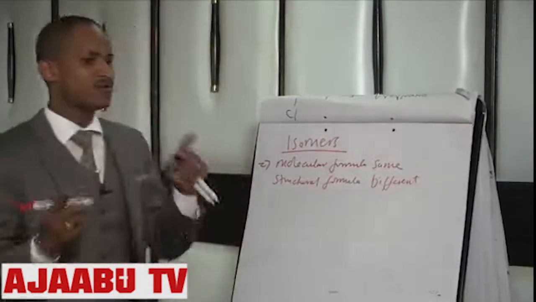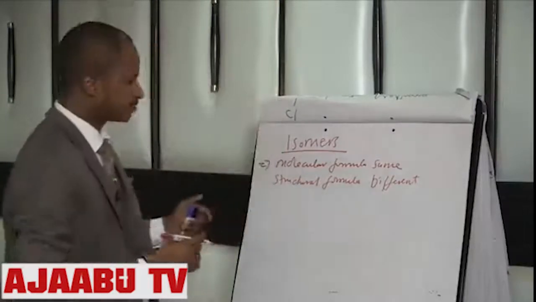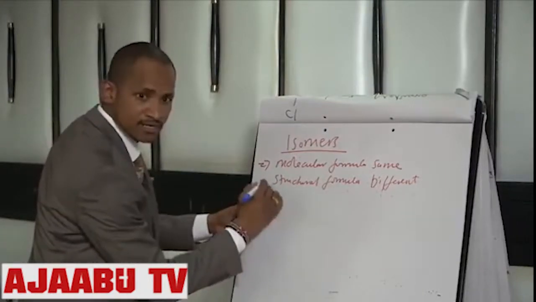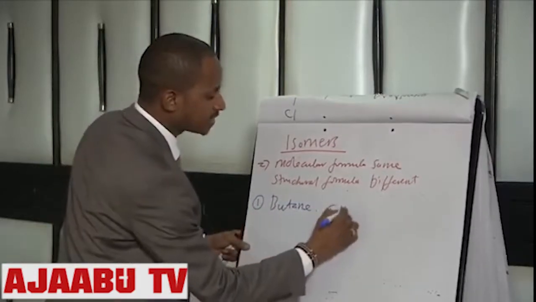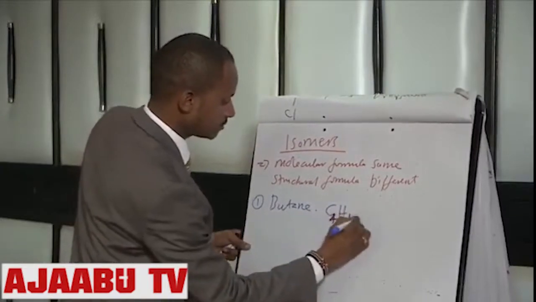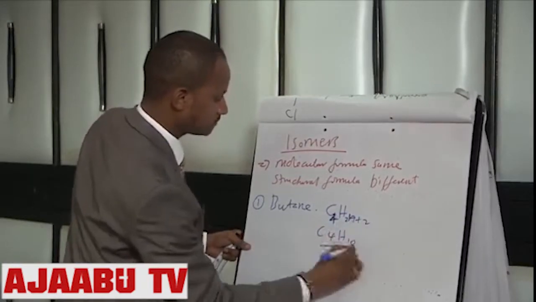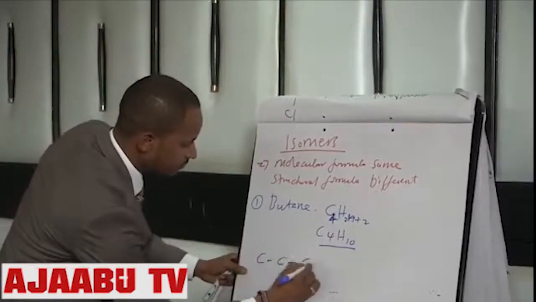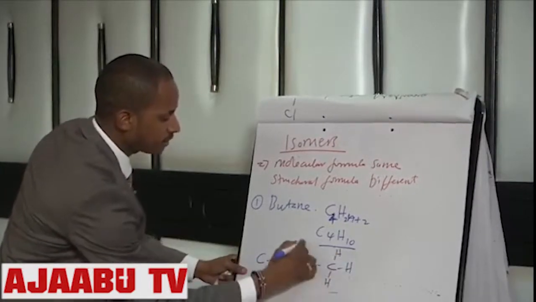If you can remember, we were doing them before, so it's easier to introduce it after doing it. So if we take an example of butane, if you are told to write all the isomers of butane, the first isomer of butane is C4H10. So the first isomer is C4, 1, 2, 3, 4. Then how many H? You just bond it with the hydrogen.